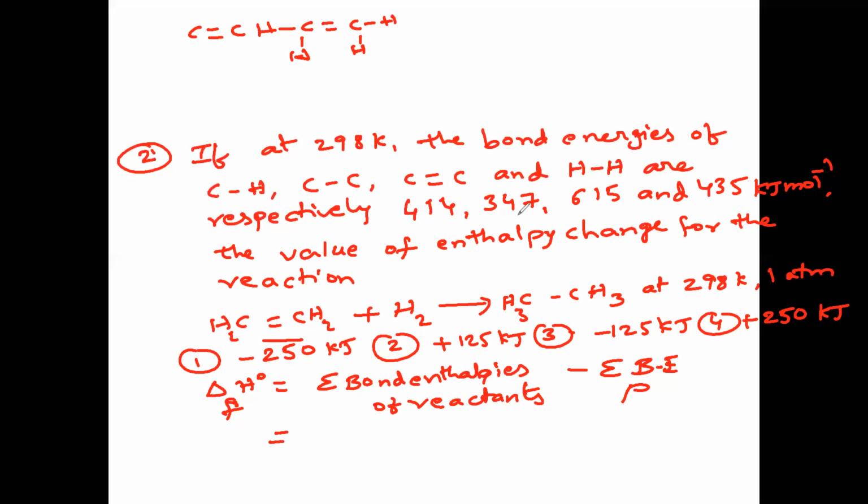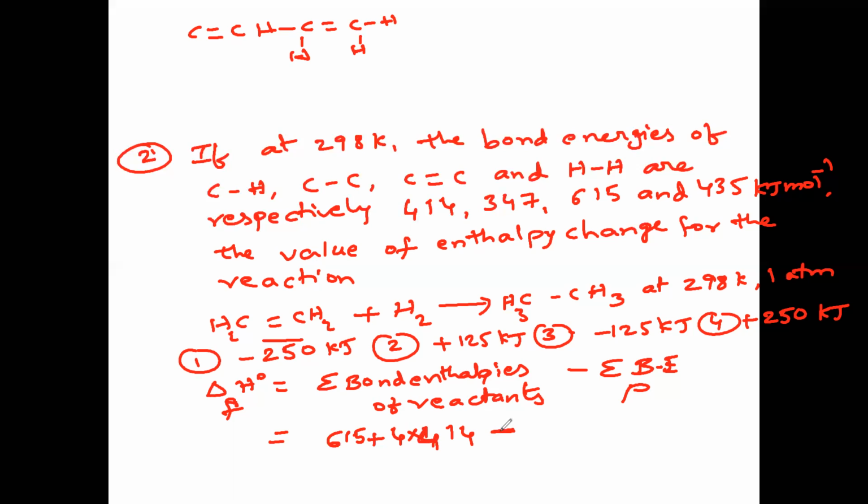So C double bond C is how much? That is 615. Plus how many CH bonds? 1, 2, 3, 4 CH bonds. Plus 4 into CH bond. What is the bond enthalpy of CH bond? CH is 414. So 4 into 414.